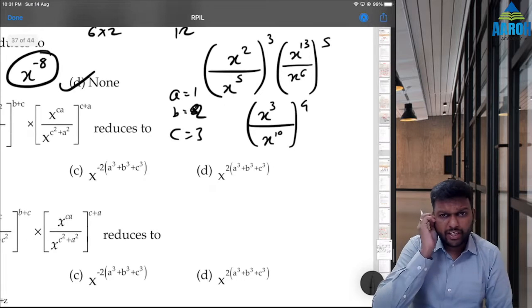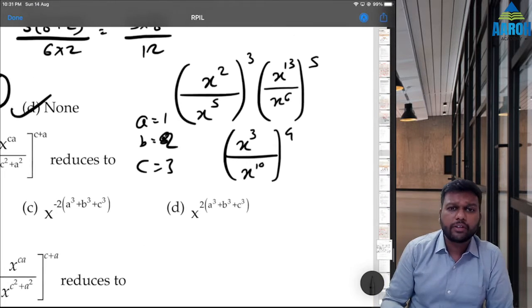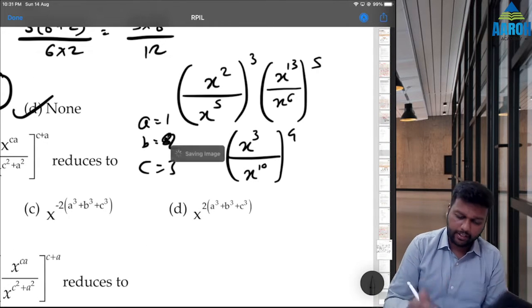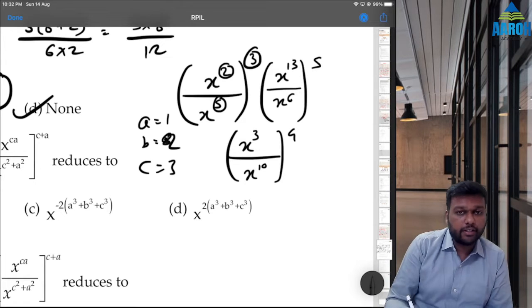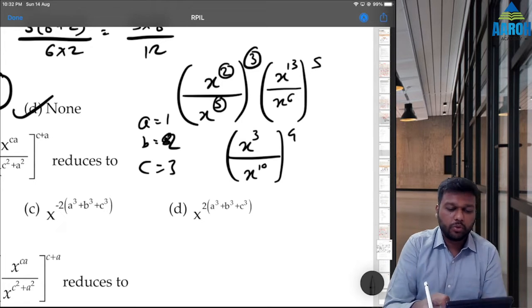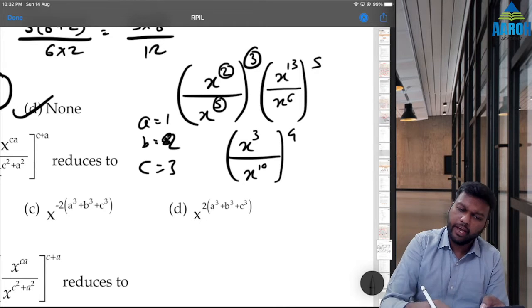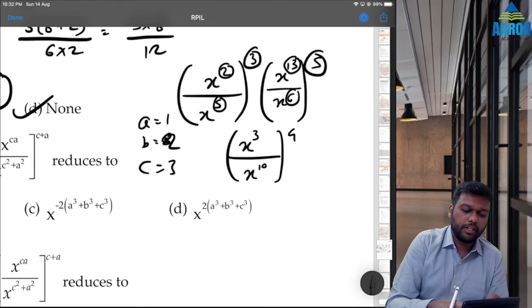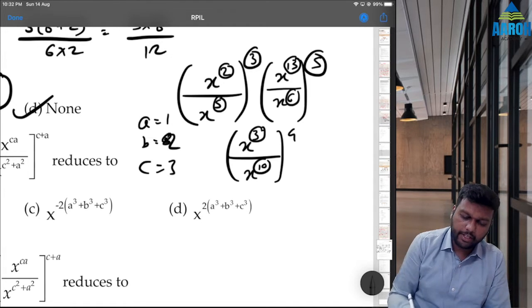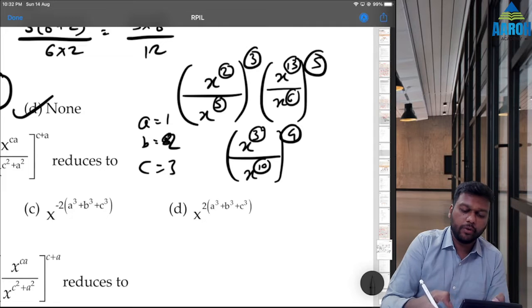Fine. Now we can either do this on calculator also. How can we do this on calculator? Understand, it is going to be x raised to 2 minus 5 into 3, right? So let's do 2 minus 5 into 3, M plus. Then 13 minus 6 into 5, M plus. 3 minus 10 into 4, M plus.